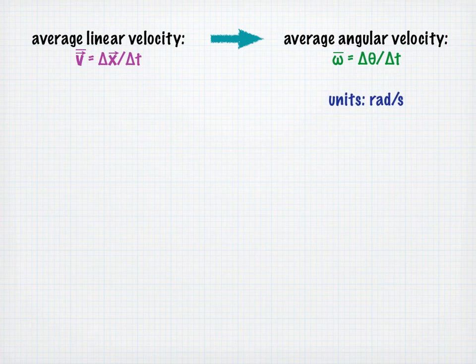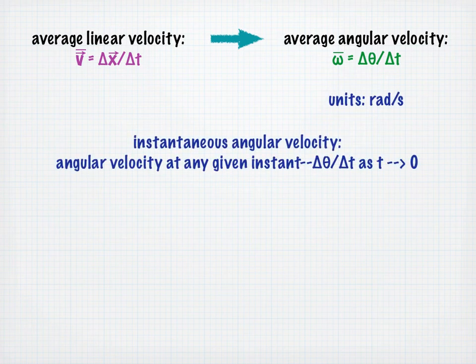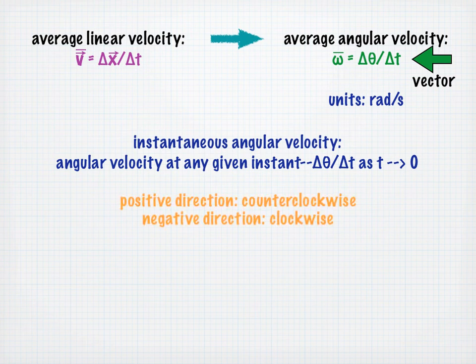And just as with linear velocity, instantaneous angular velocity is the angular velocity of an object at any given instant, delta theta over delta t as t approaches 0. Angular velocity is considered a vector quantity since direction matters, even though we don't generally use vector arrows when writing it. Just as with angular displacement, counterclockwise is considered to be the positive direction, and clockwise is the negative direction. The magnitude of the angular velocity of an object is sometimes called the angular speed.